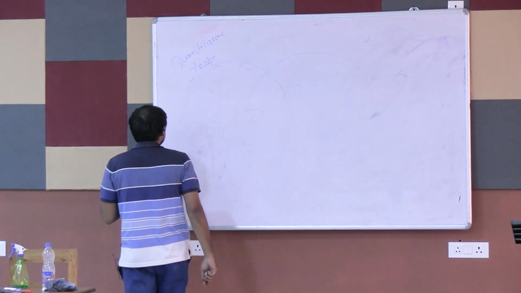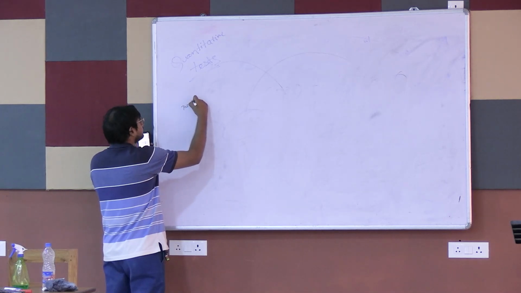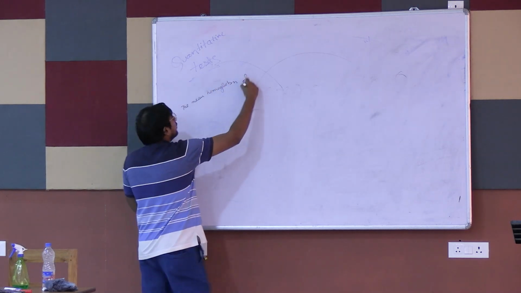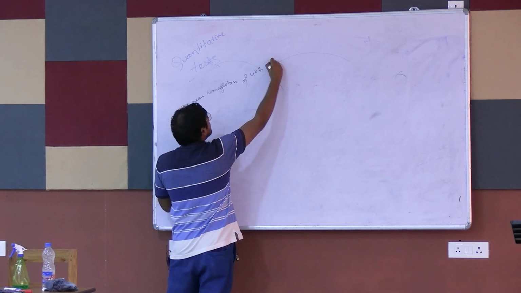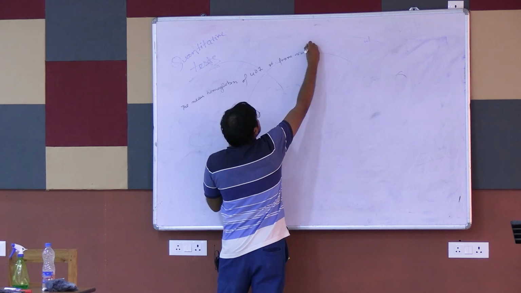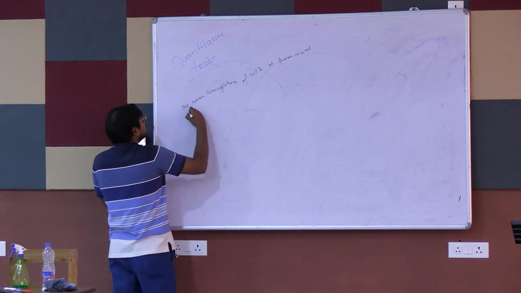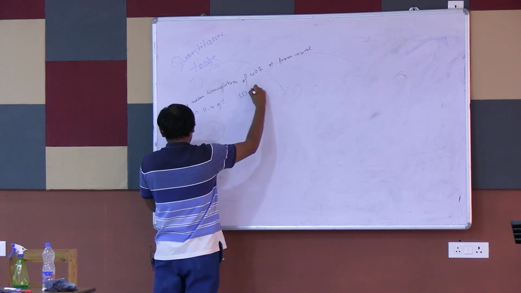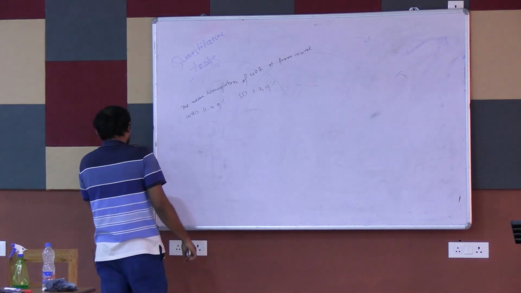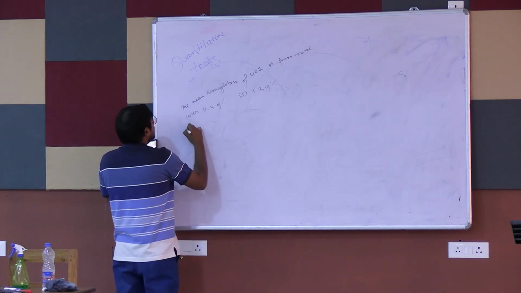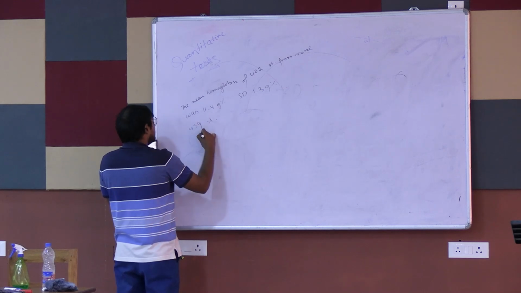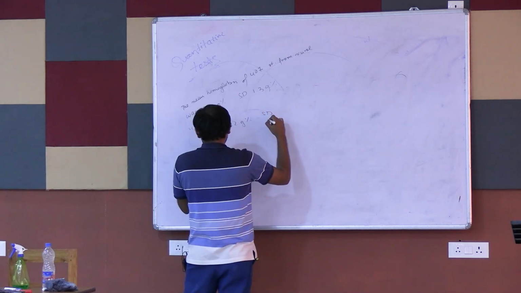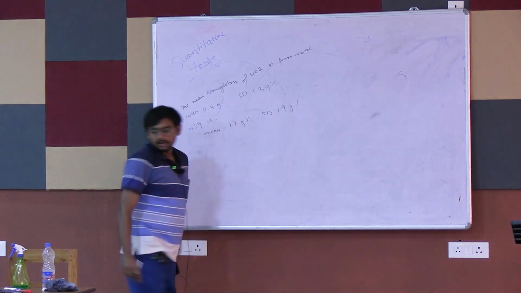Check this out. The mean hemoglobin of 407 students from rural area was 11.4 gram percentage, and SD 1.3 gram percentage, and from the urban area 459 students, mean is 12, SD is 1.9. Tell me whether there is any significant difference or not.